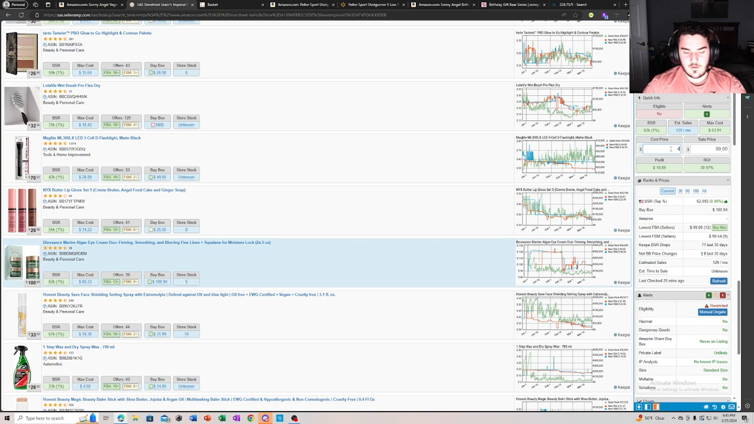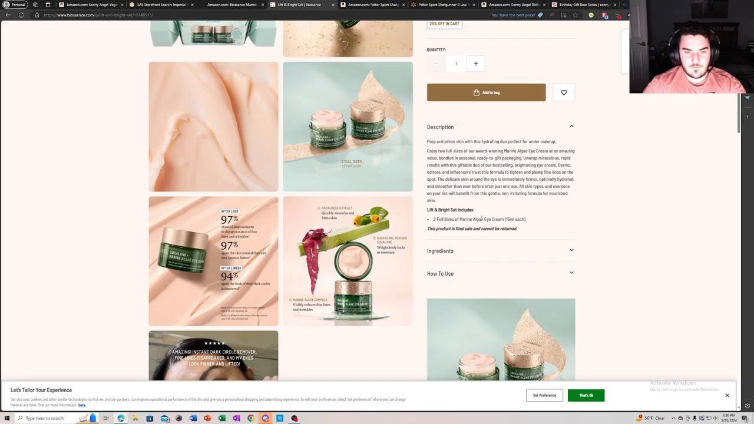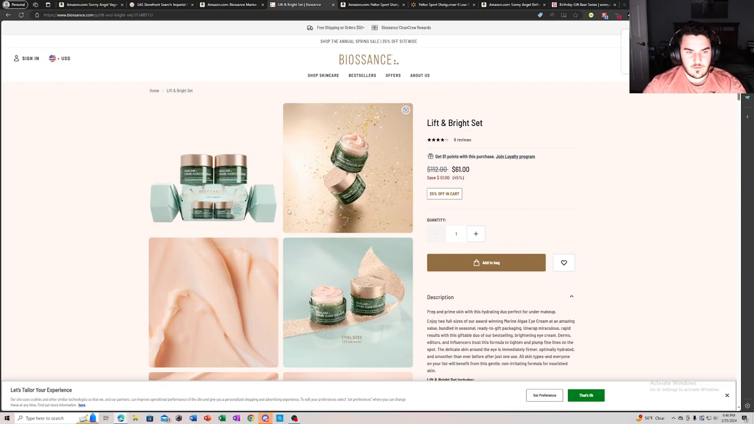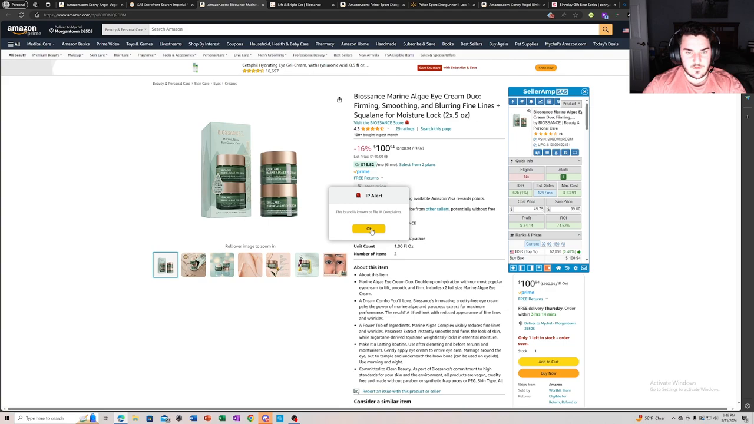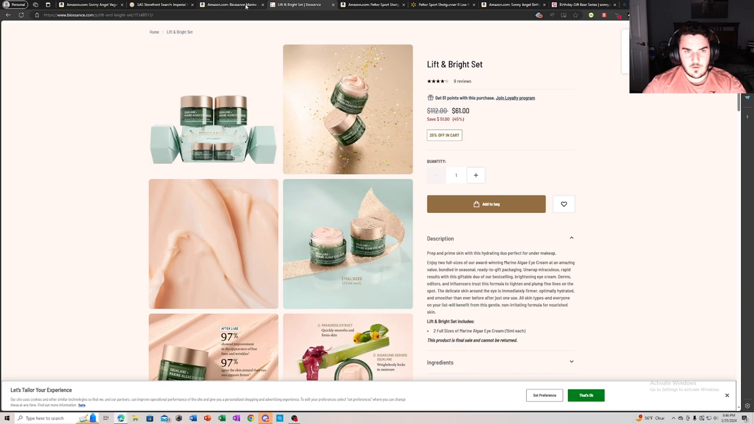Make sure these line up. I believe they are the exact same thing, but just want to make sure. Make sure the sizings line up. Two full sizes, 15 milliliters each. Do have IP alert. Yep, two full size. Marine algae eye dry cream. That is exactly the same thing. Wow.